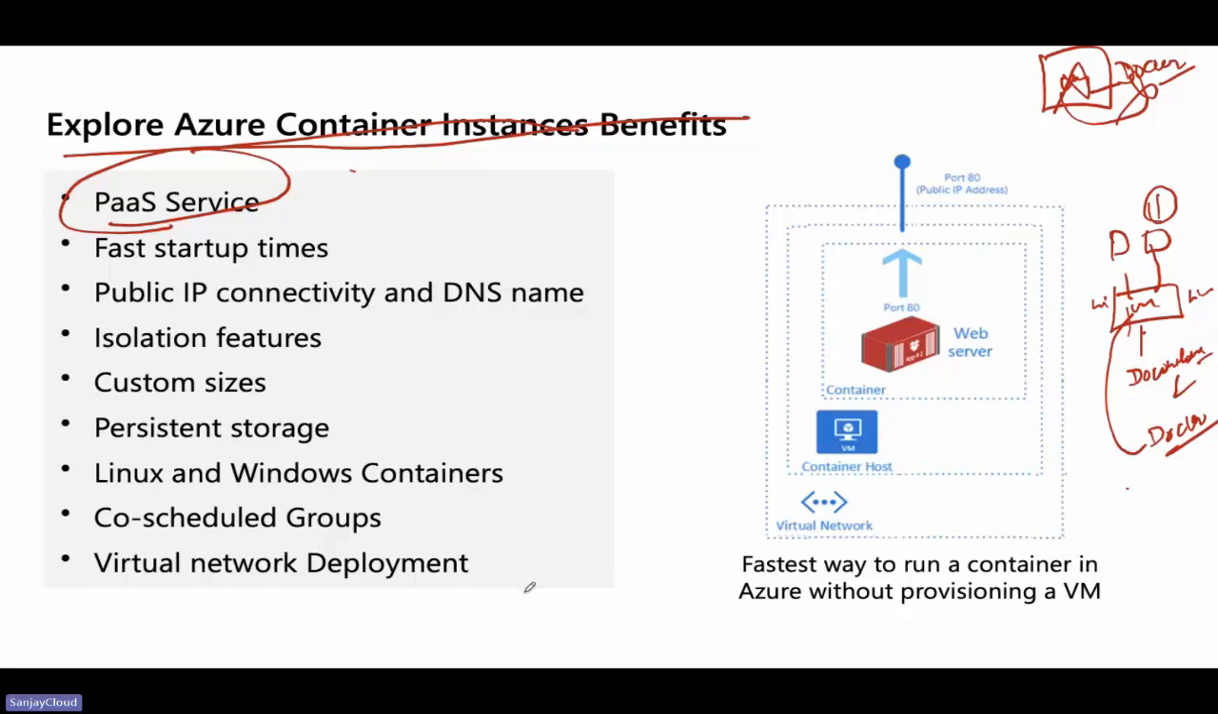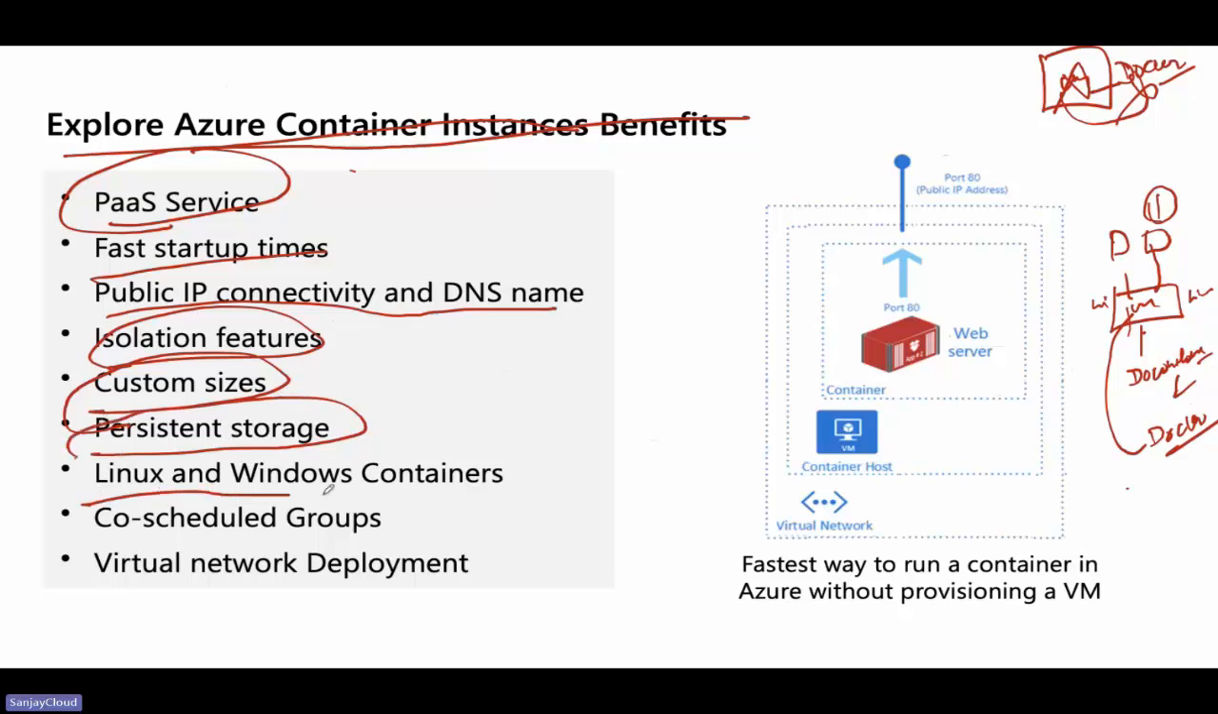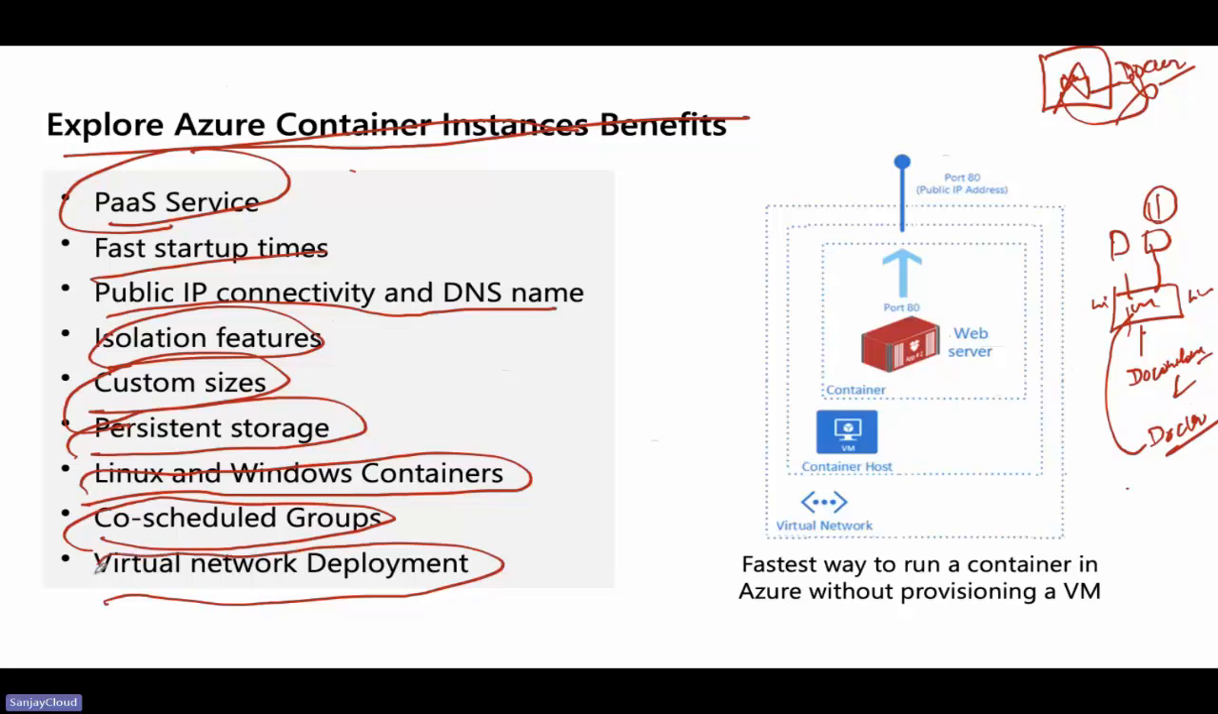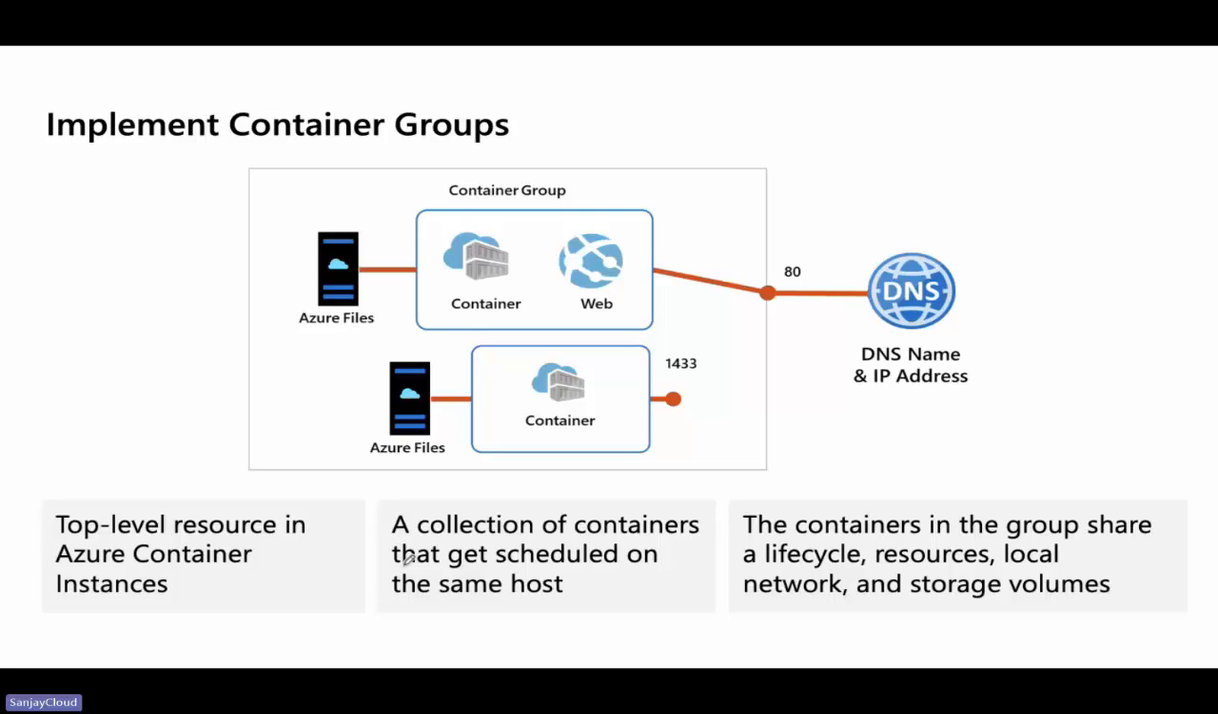You will get a ready-to-use platform where you can directly bring your images. So fast startup time, public IP address connectivity and DNS name support you will get, isolation feature you will get, custom size where you can customize the virtual CPU and RAM, persistent storage you will get, permanent storage, Linux and Windows containers you can host, co-scheduled container groups where you can host multi-tier applications, and virtual network deployment, that means integration of VNet also, so that you can filter your traffic on Azure Container Instances.